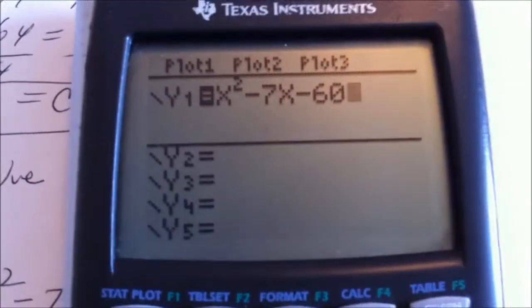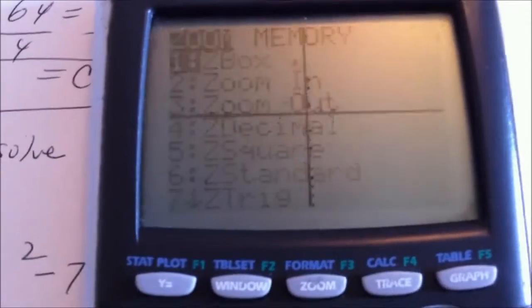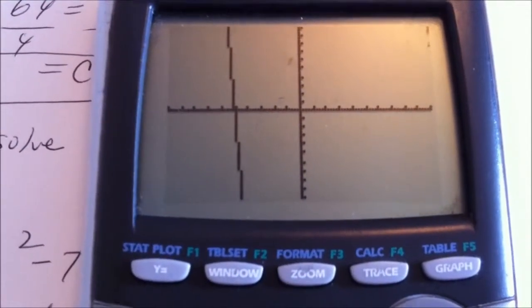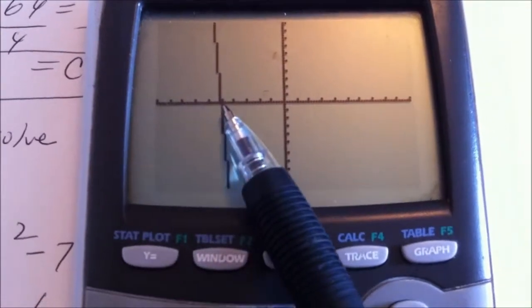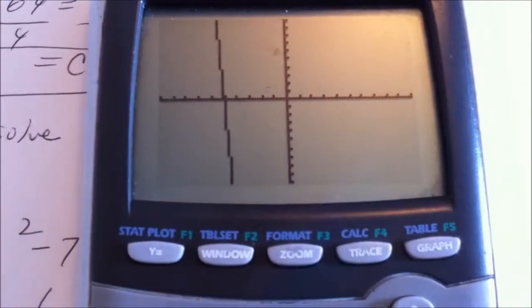Let's focus a little bit more on that. Sorry about this horrible camera work. And do a zoom 6. It's going to show me my parabola. You can see it's hard to see here because it's only crossing once. It's crossing a second time over here someplace.